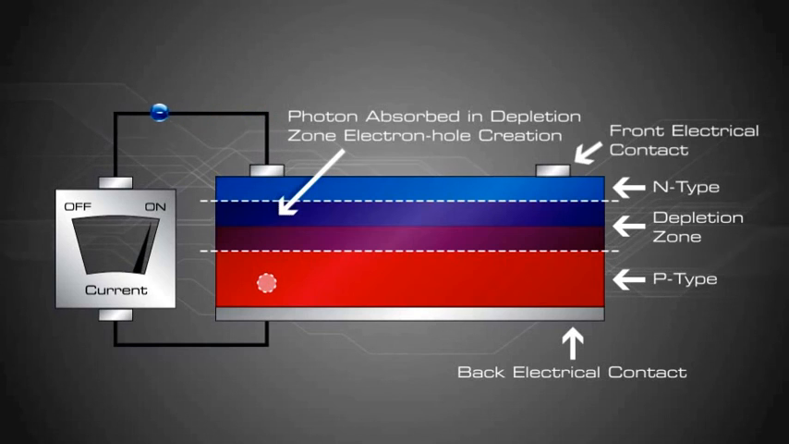The hole created by the dislodged electron is attracted to the negative charge of n-type material and migrates to the back electrical contact. As the electron enters the p-type silicon from the back electrical contact, it combines with the hole, restoring the electrical neutrality.